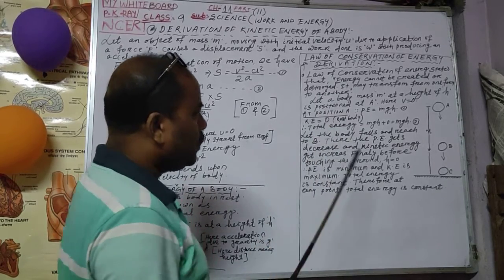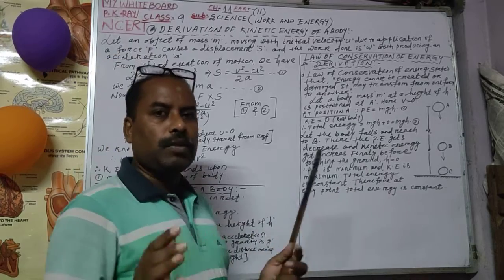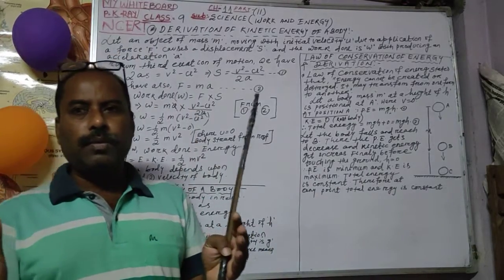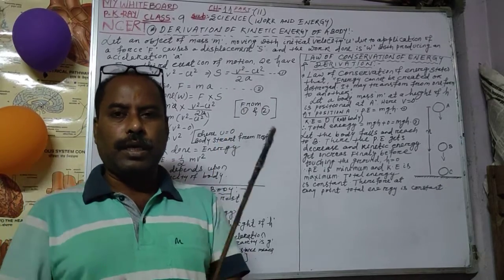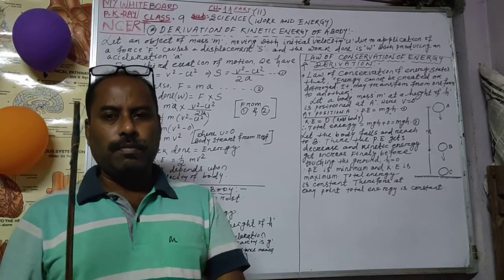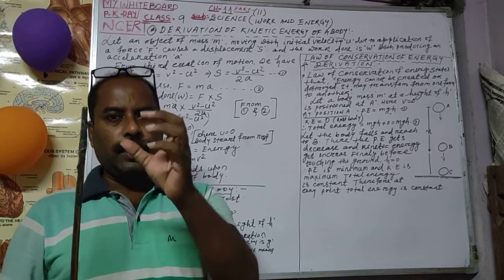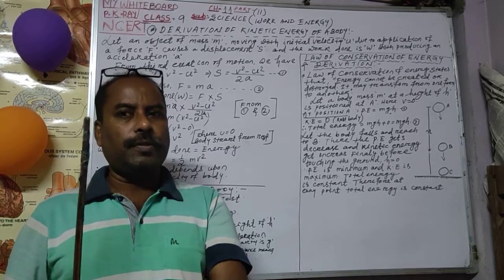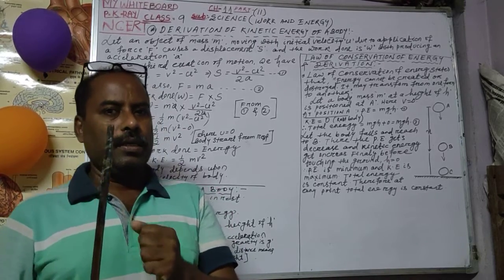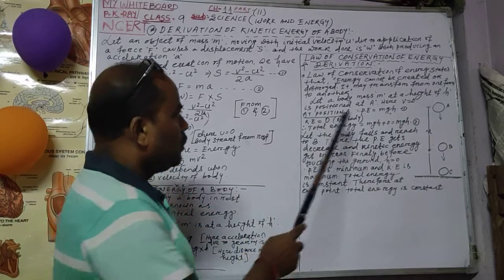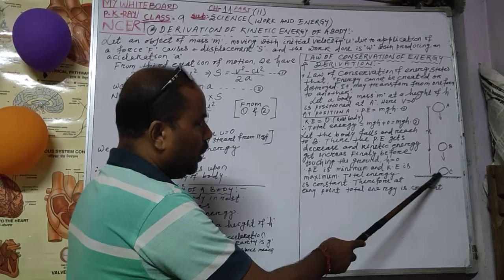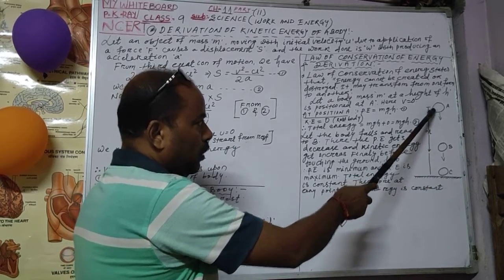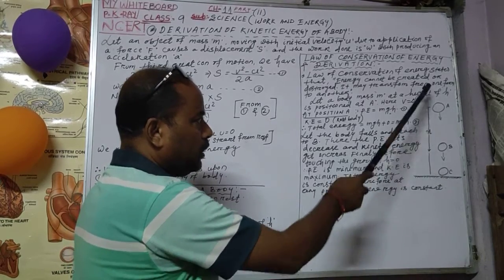Now let us see how it works. Energy can neither be created nor destroyed, but it remains the same, it remains constant. At any point of an object, the total energy, that is kinetic energy plus potential energy, will remain constant. That we have to show. Suppose a body is taken from the ground up to a height h.